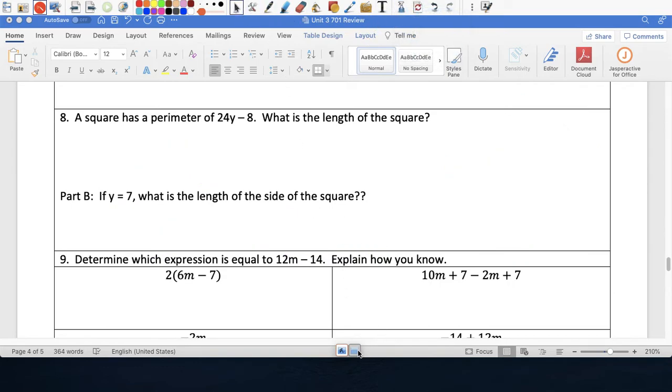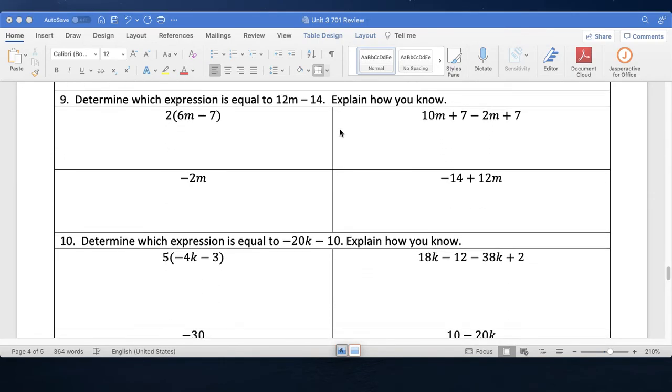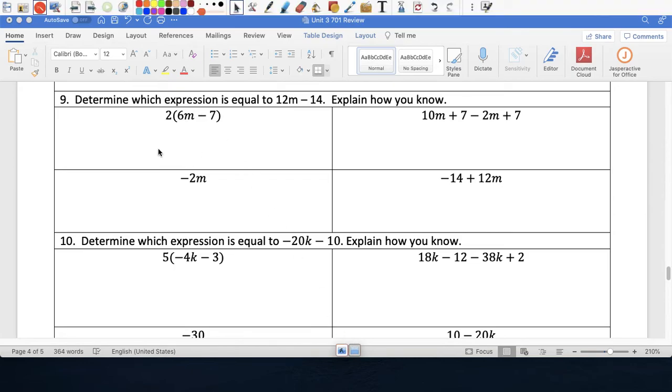So question 9 is asking you, we have choices, so let me write A, B, C, and D. Which of these is the same as 12M minus 14? So let's figure that out. 2 times 6 is 12m. Positive times a negative is a negative, and 2 times 7 is 14. So this one is the same, so that's okay, right? They're the same.